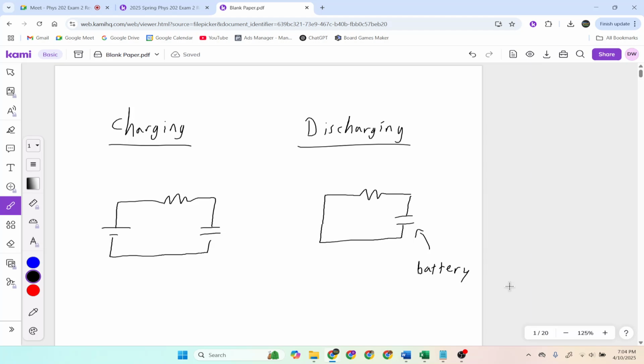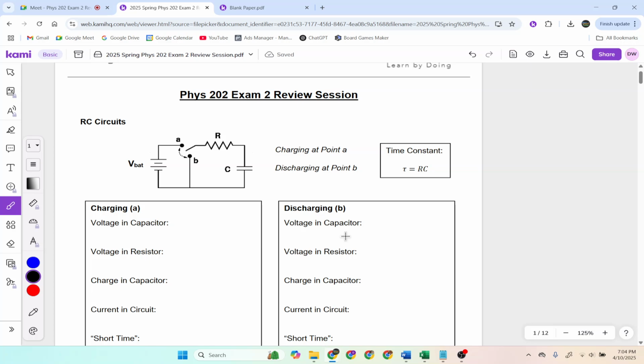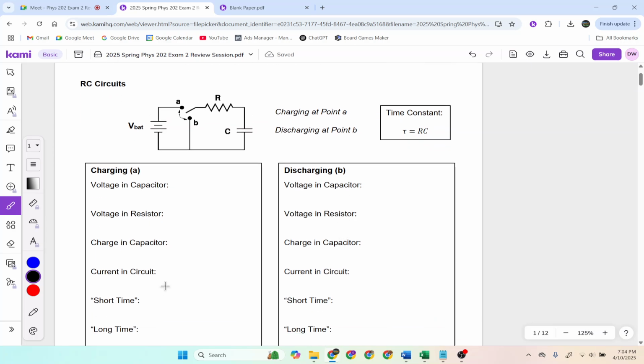So there's a bunch of things to know when it comes to charging versus discharging. Let's go into everything. First we have voltage on the capacitor. That equation, which will probably be given on an equation sheet, is VC equals V battery times 1 minus e to the negative t over tau. What's tau? Tau is known as the time constant. You really don't need to know what it means. Just know that it's equal to R times C, resistor times capacitor.